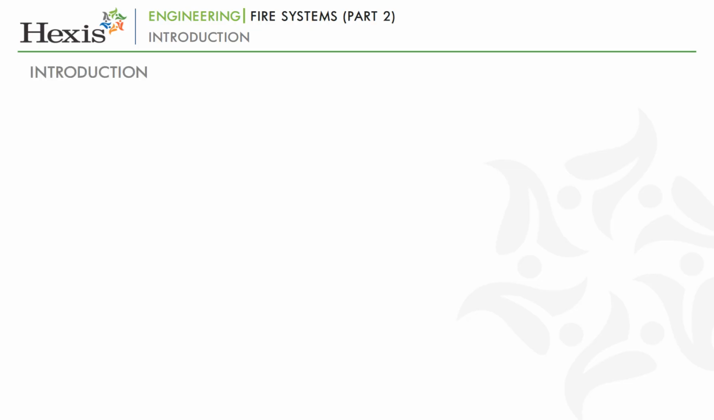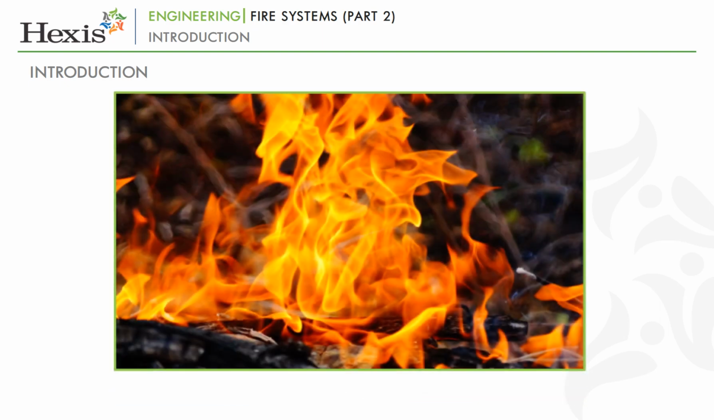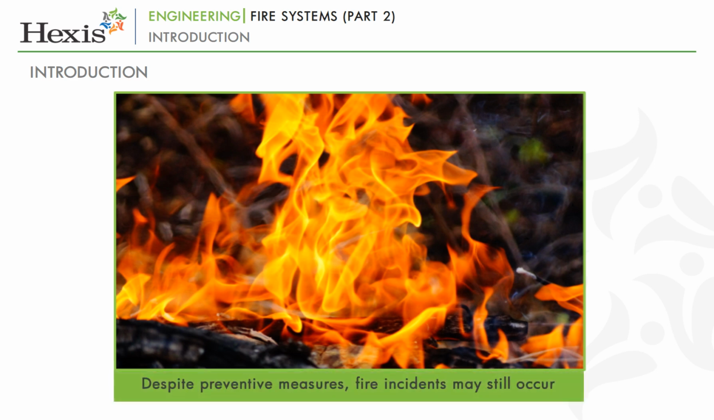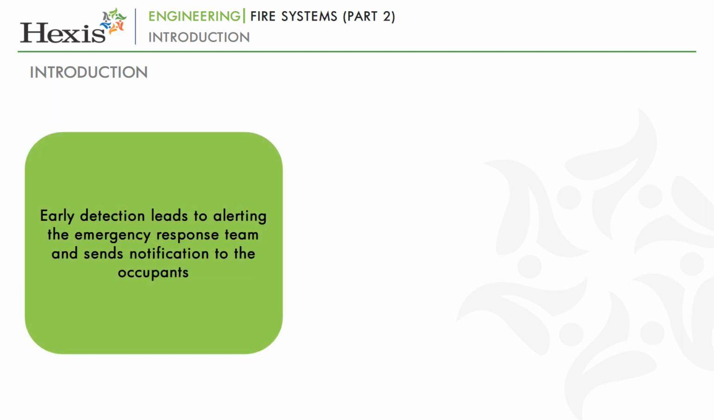Let's begin with introducing the topic. In the previous module, we learned how a fire in a facility can be very damaging and devastating. While prevention is the best means to avoid losses due to a fire, fire incidents may still occur despite the prevention measures in place. In such circumstances, the earlier the fire is detected, the better it is. An early detection coupled with an alarm will facilitate an alert to the emergency response team and send notification to building occupants about the fire and evacuation if so required.